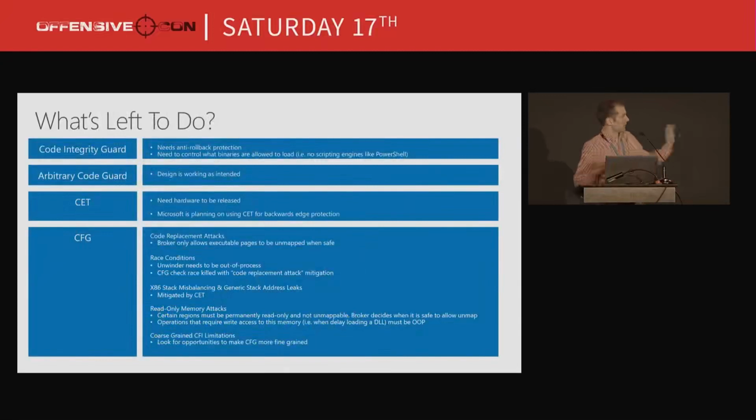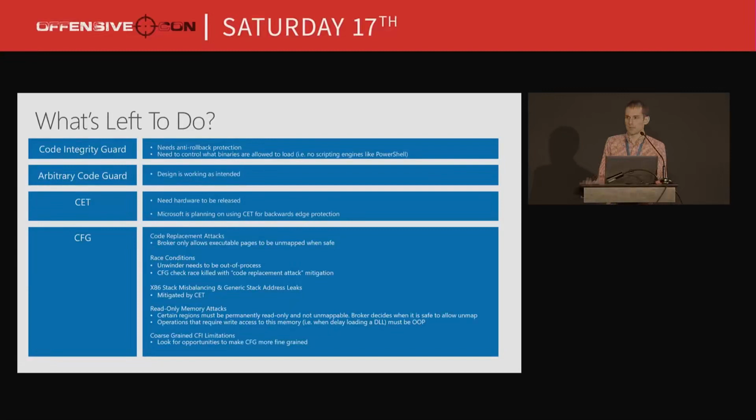So what is left to do? And I realize this text is very small because there are a number of things left to do. For Code Integrity Guard, the main thing that we need to do is have a way to be more granular with what binaries we allow to be loaded into a process. So even though only Microsoft signed binaries that were already on the system can be loaded in Edge right now, we really need to stop things like scripting engines from being loaded in. For Arbitrary Code Guard, we think it's working as intended, minus the bugs that people have found. For CET, well, we need hardware to be released. And for Control Flow Guard, we have a number of things we need to do.